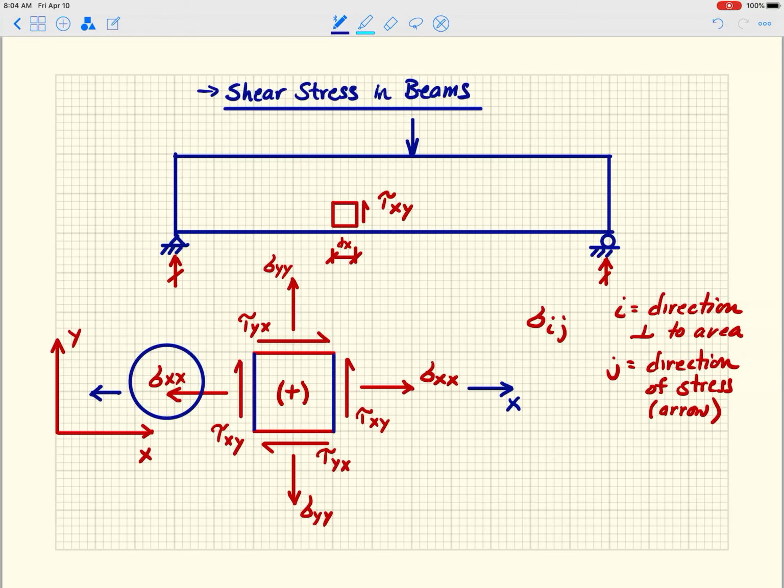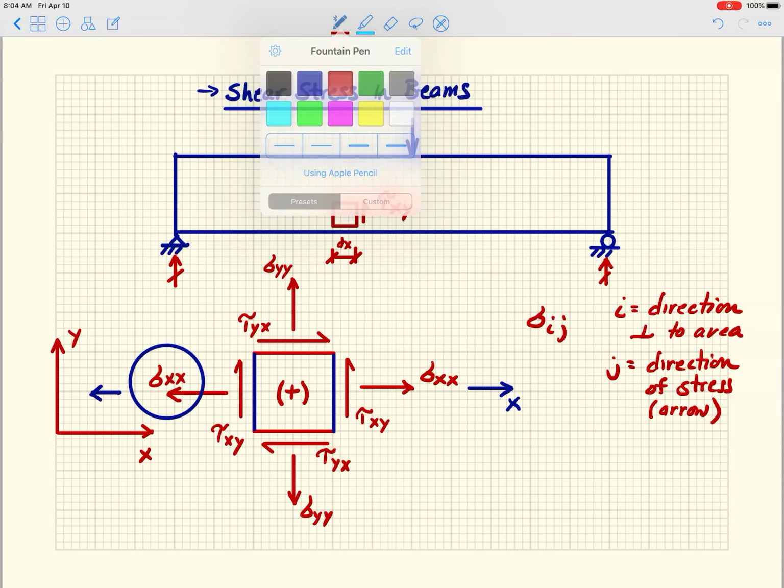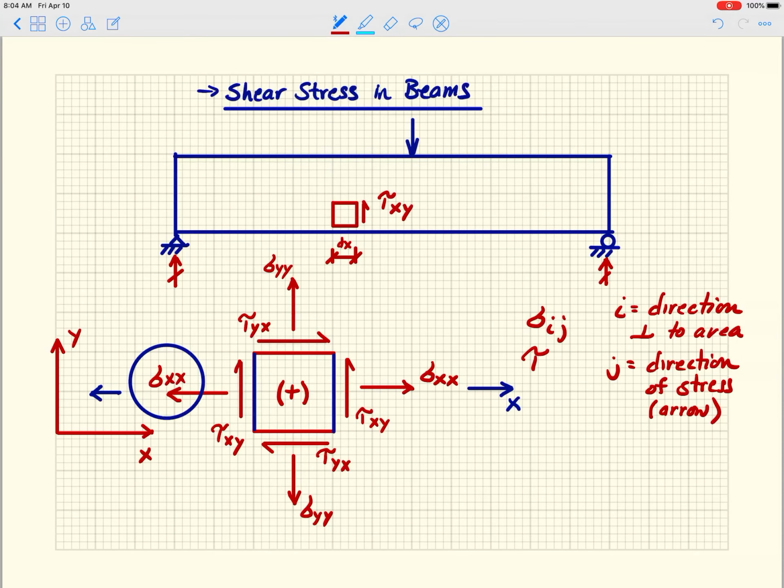This is, by the way, the exact same internal sign convention that we used for axial members, where we always drew the force moving away from the face. Here I'm just giving you a little bit more insight into where this comes from. And this, by the way, is also applied to the shear stresses.